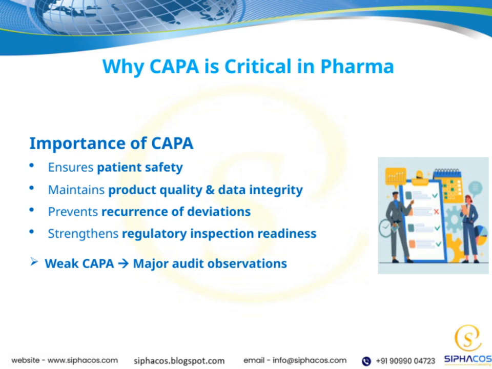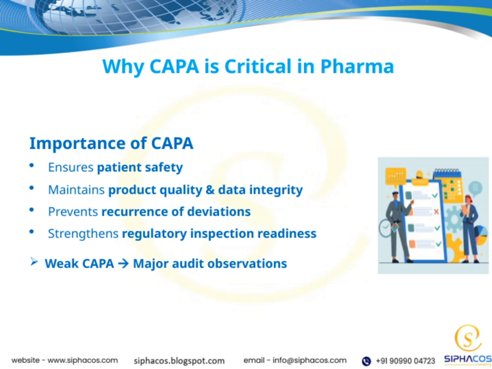Another key point is that CAPA helps prevent the recurrence of deviations. When we analyze what went wrong and implement the right corrective measures, we reduce the chances of the same issue happening again. Moreover, a strong CAPA process boosts our readiness for regulatory inspections. Being prepared and demonstrating a robust CAPA system can make a significant difference during audits.